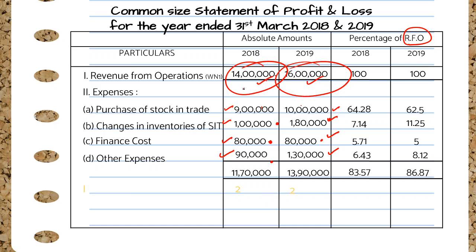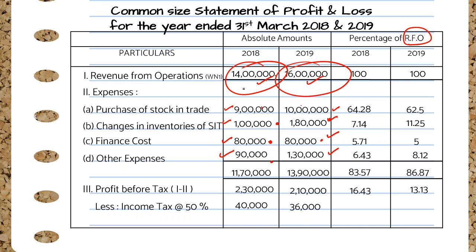Finally, the profit before tax can be calculated. If in case the format is not given to you, we will put it into the format ourselves. So again, the same process is repeated here. The percentages are calculated by taking the base as revenue from operations. Income tax was given as 50%. It is to be calculated on profit before tax only. So 50% of 2,30,000 is 40,000. No, I think the tax rate was given to you in the question. I'm sorry. So again, we'll calculate the percentages.